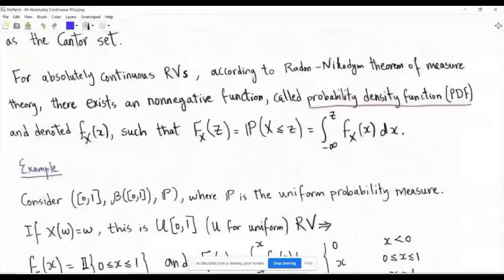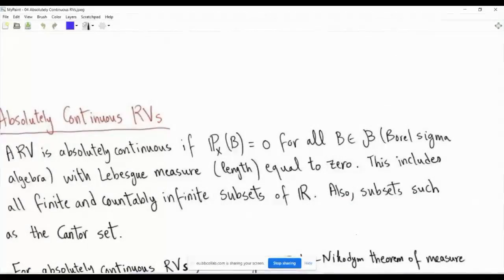An absolutely continuous random variable. Again, for later in the course I may just use "continuous", as you did in previous courses, but the formal name is absolutely continuous because it is related to measure theory. So a random variable is absolutely continuous.